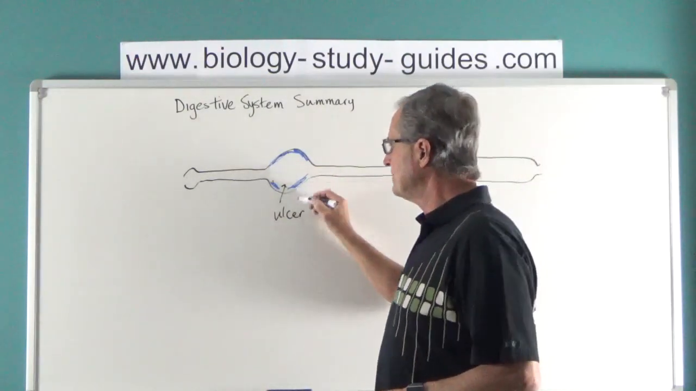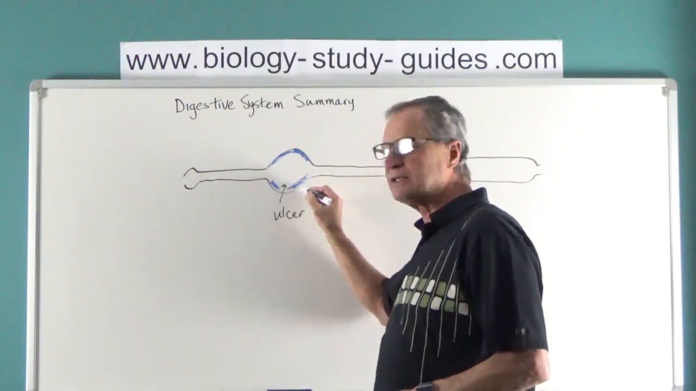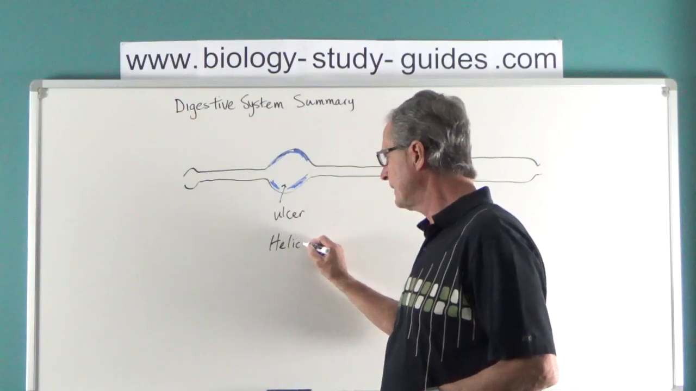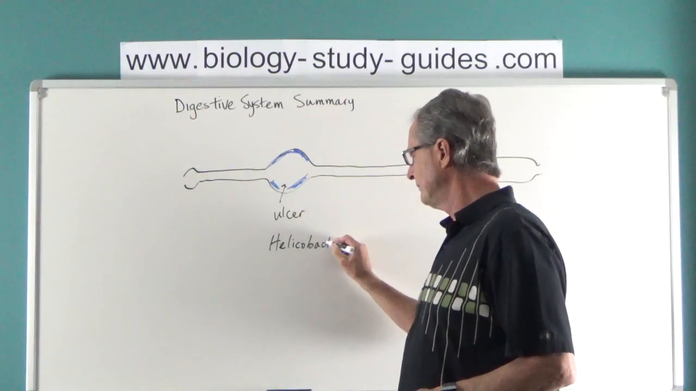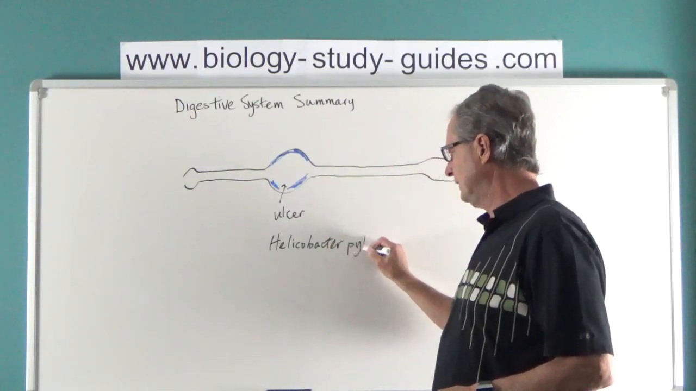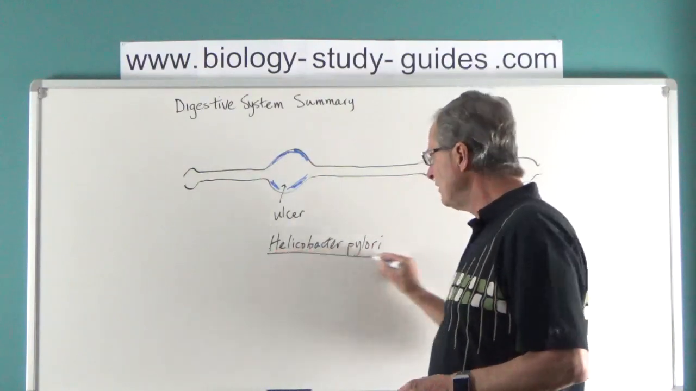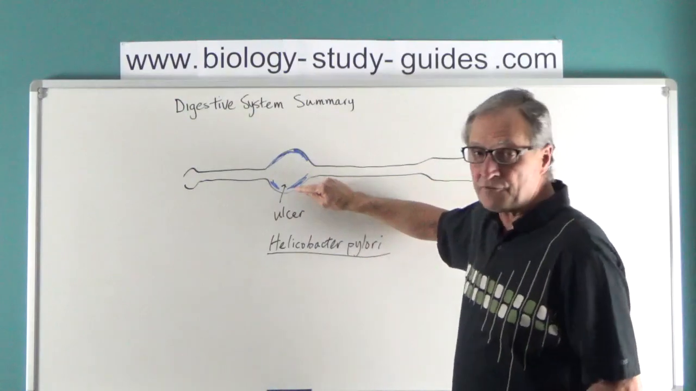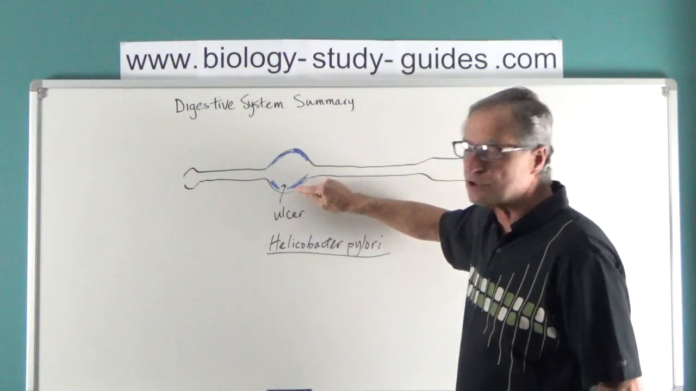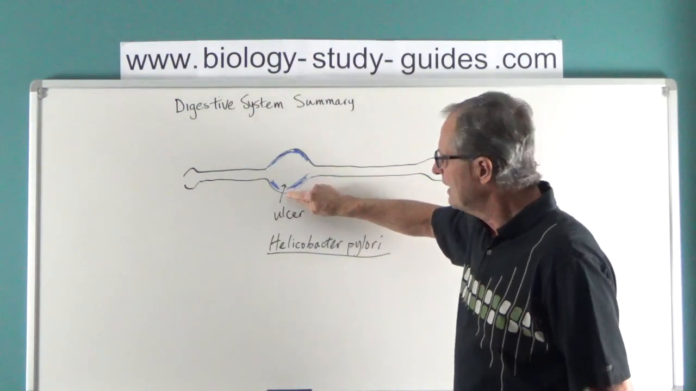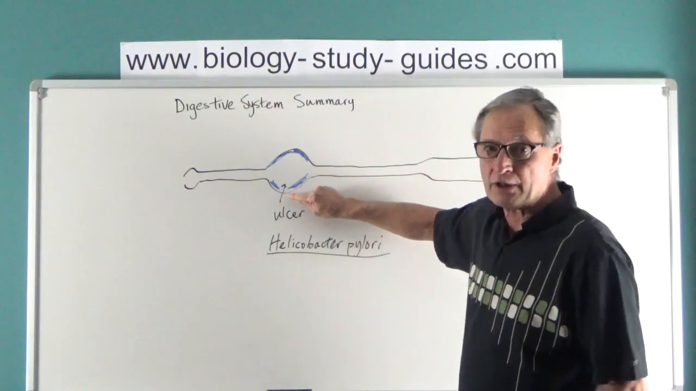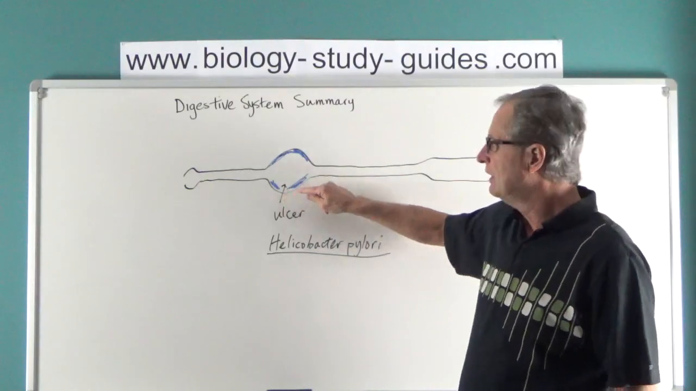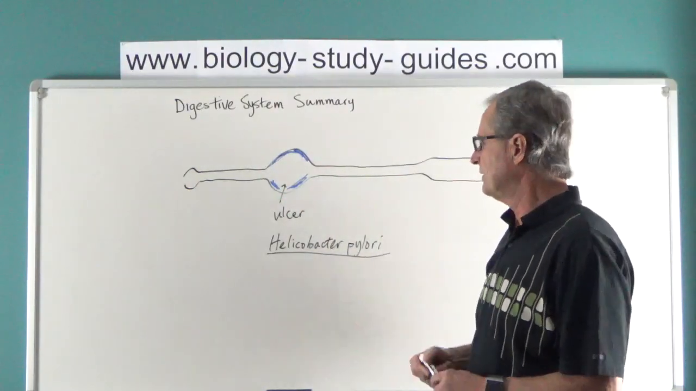But what happens is there's a bacterium that happens to live in the mucus here, and its name is Helicobacter pylori. And if Helicobacter pylori actually can proliferate enough in here and the mucus lining gets weakened, it can affect the stomach wall itself and cause some bleeding. That's an ulcer, when you have an open sore on the inside wall of the stomach.